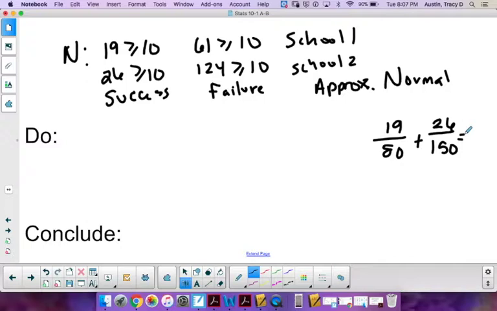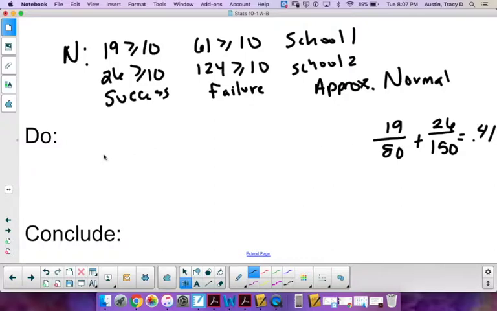Okay, so again, I'm going to do this using nothing but Desmos. So I should be able to actually figure this out, hopefully. 19 out of 80 plus 26 out of 150. Okay, so my combined decimal is going to be, we're just going to call that 0.41.